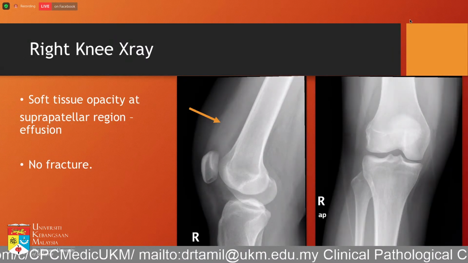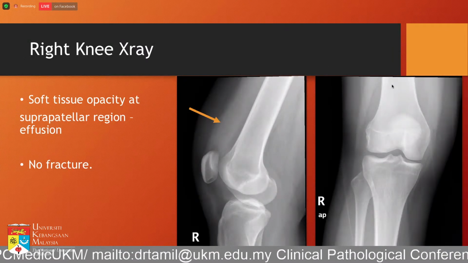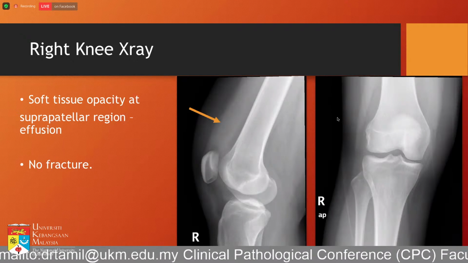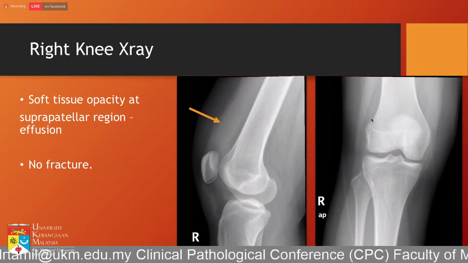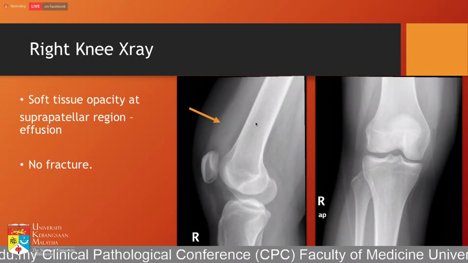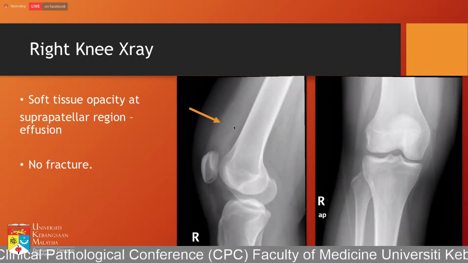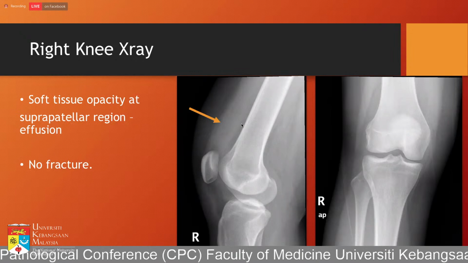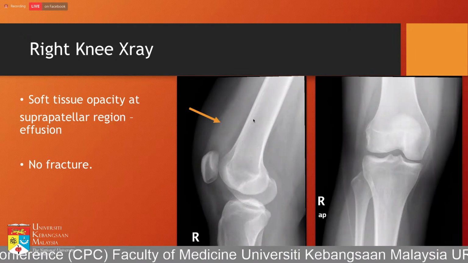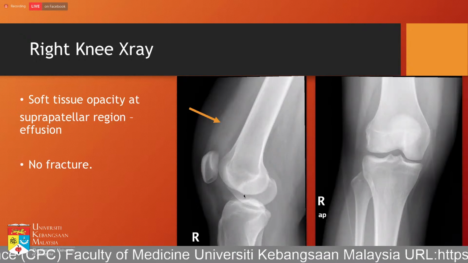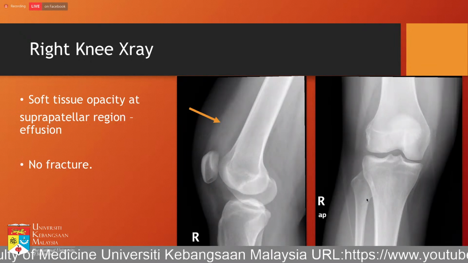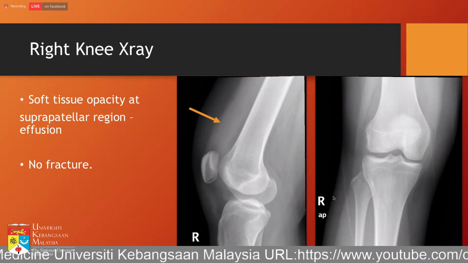As she had presented just now, I just want to touch a little bit on the X-ray of this patient. This is the right knee X-ray of the patient in AP and lateral projection. The only positive finding that we can see is some soft tissue opacity at the suprapatellar region, which indicates that the patient has some knee effusion. There was no fracture or any fracture to suggest any avulsion fracture in this patient.